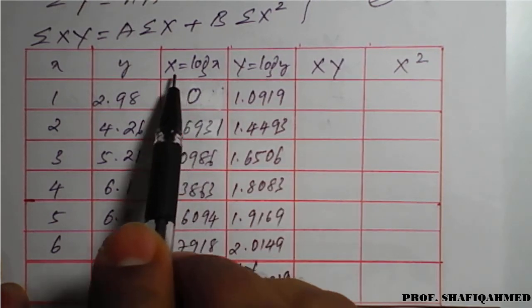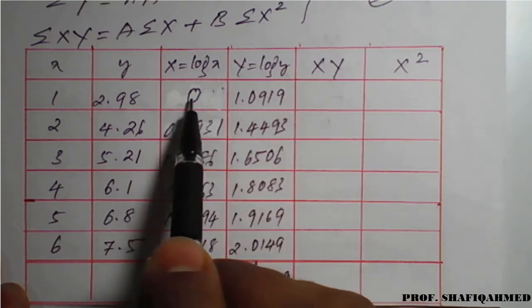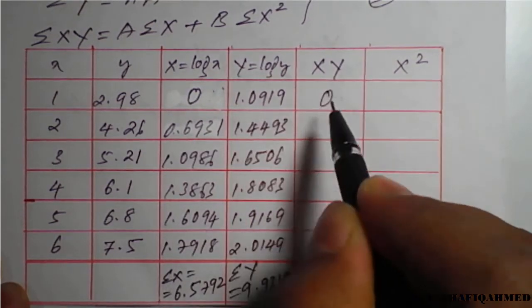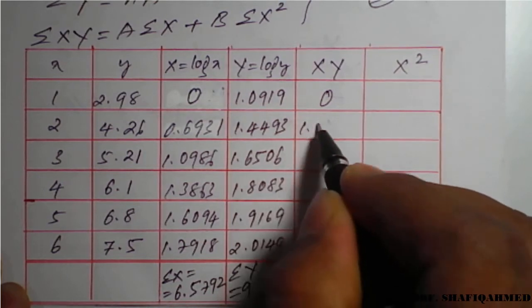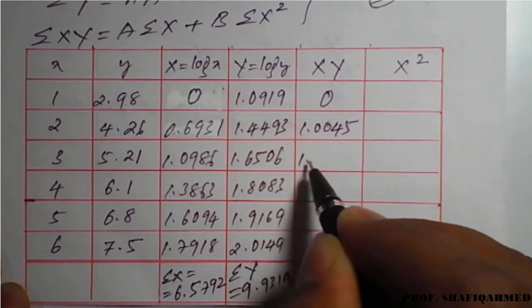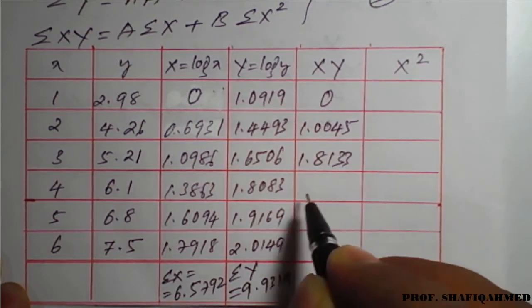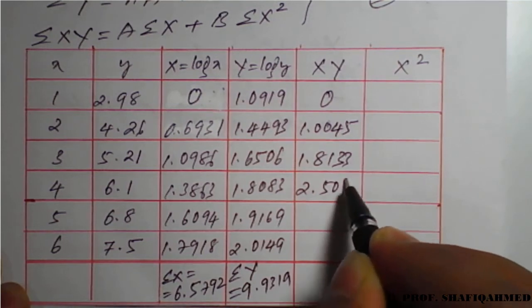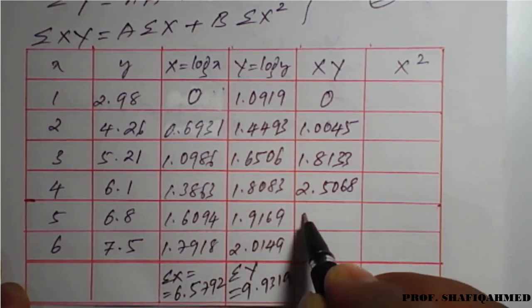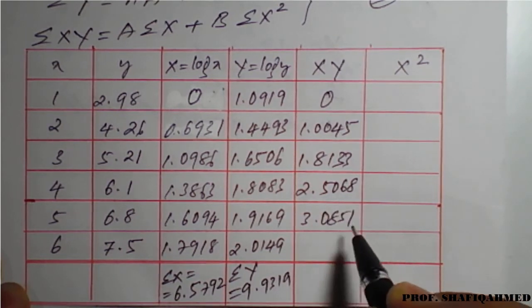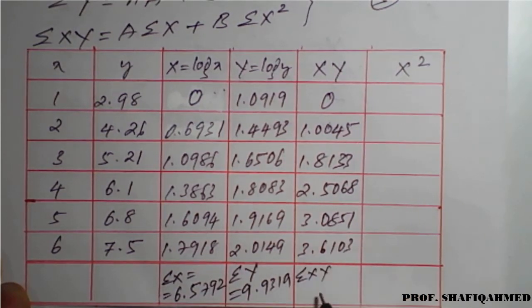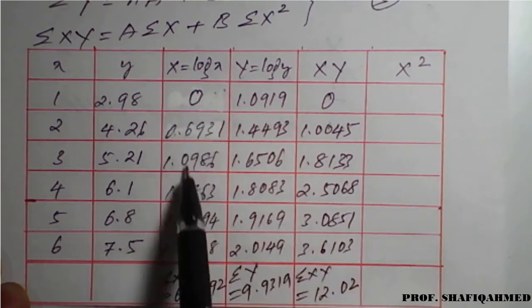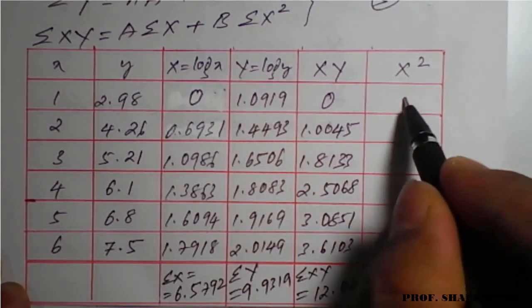Then multiply capital X into capital Y, we get capital XY here. 0 into 1.0919 is 0. Then 0.6931 into 1.4493 gives 1.0045. Next is 1.8133, next is 2.5068, next multiplication is 3.0851, and the last multiplication is 3.6103. The summation of capital XY will be 12.02.